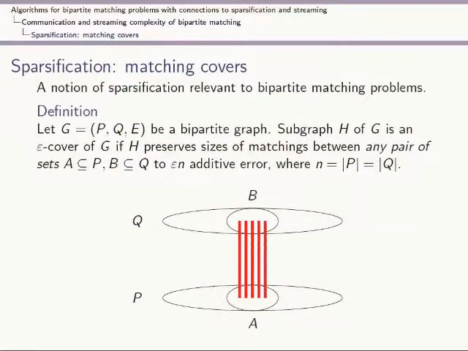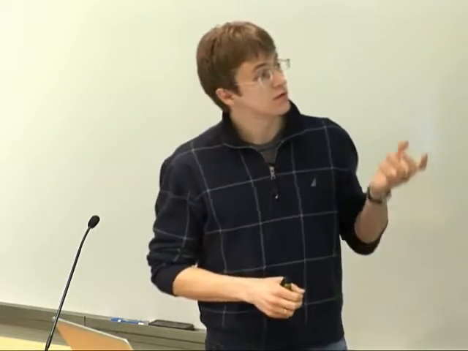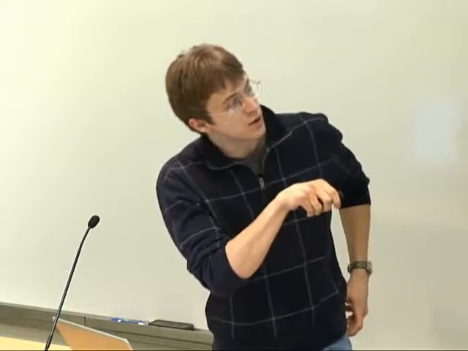Okay, so let me now introduce this definition. Suppose that we have a bipartite graph, G. The sides of the bipartition are P and Q. And for simplicity, we will assume that the sides are equal, so the size of P is the size of Q equal to n. Now, we call a subgraph H an epsilon cover of G if H preserves sizes of matchings between any pair of subsets, A in P and B in Q, up to an epsilon n additive error.